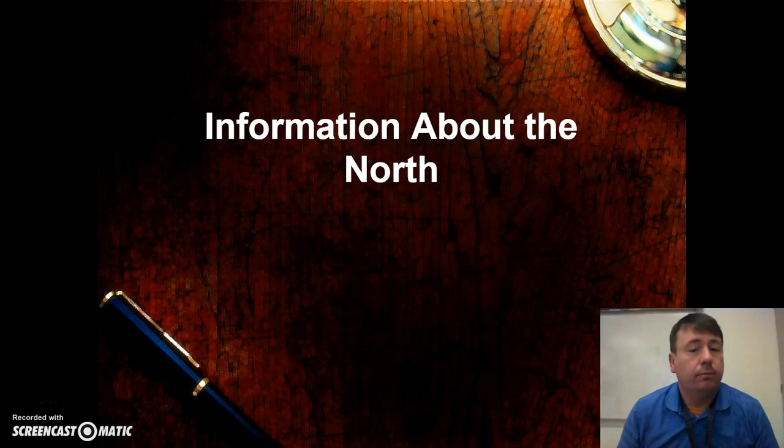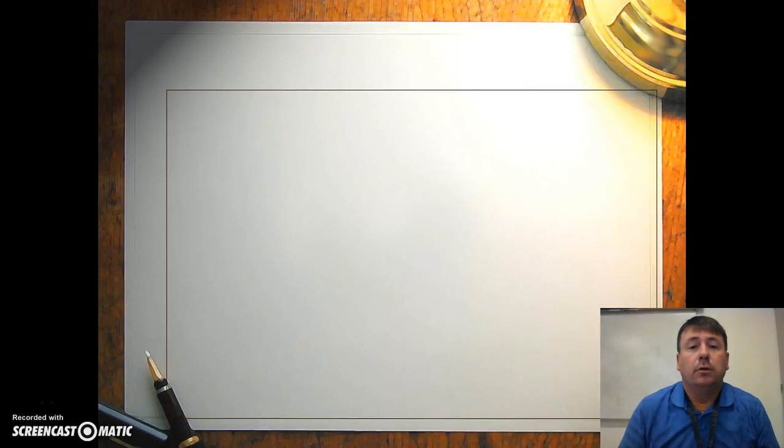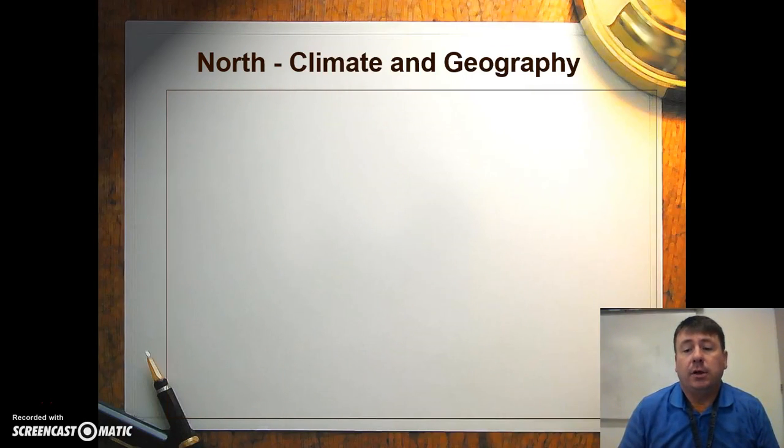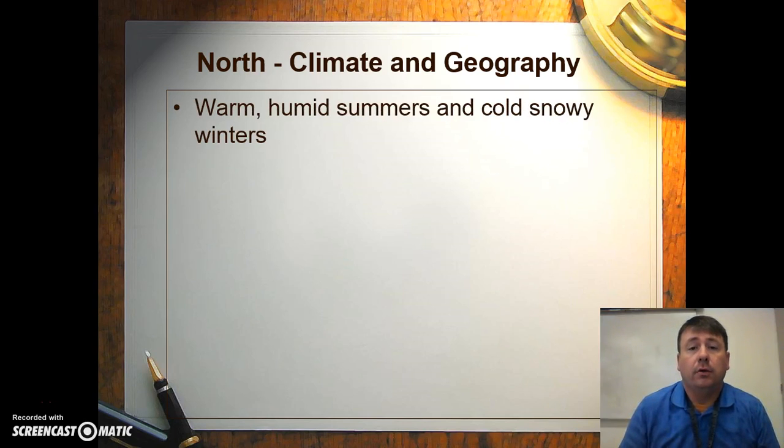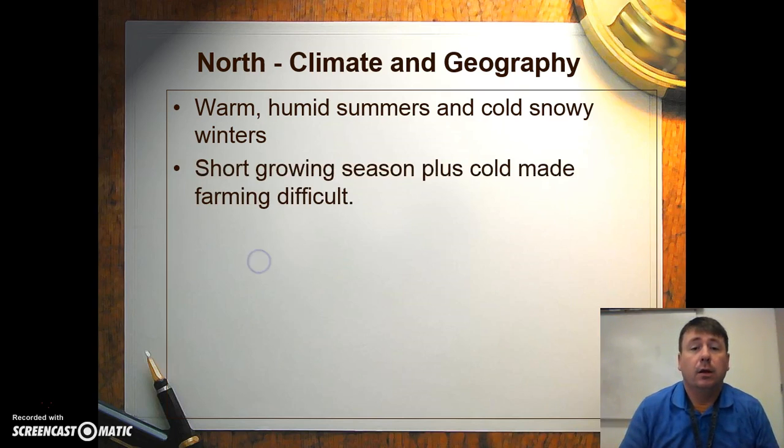Information about the North. First thing we're going to look at is the climate and geography of the North. To understand the climate and geography of the North helps you understand the North's economy. Same thing with the South. The North has warm, humid summers and cold and snowy winters. Something we don't get down here at all. We get the warm. We don't get the humidity that much except during monsoon time. We've had a little bit of it this summer, but we don't really get the cold, snowy winters here.